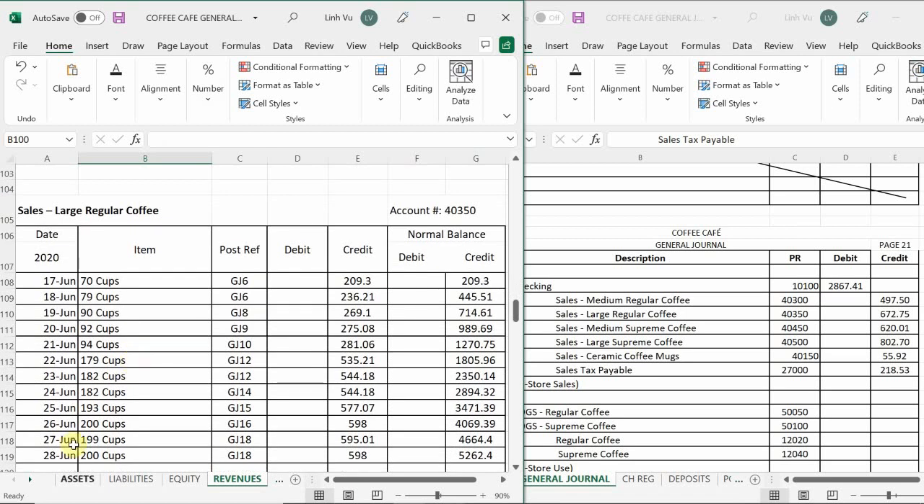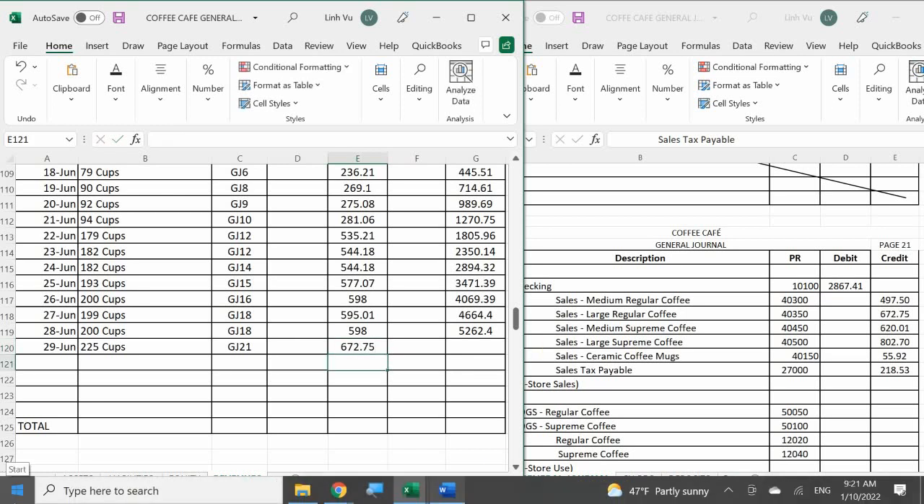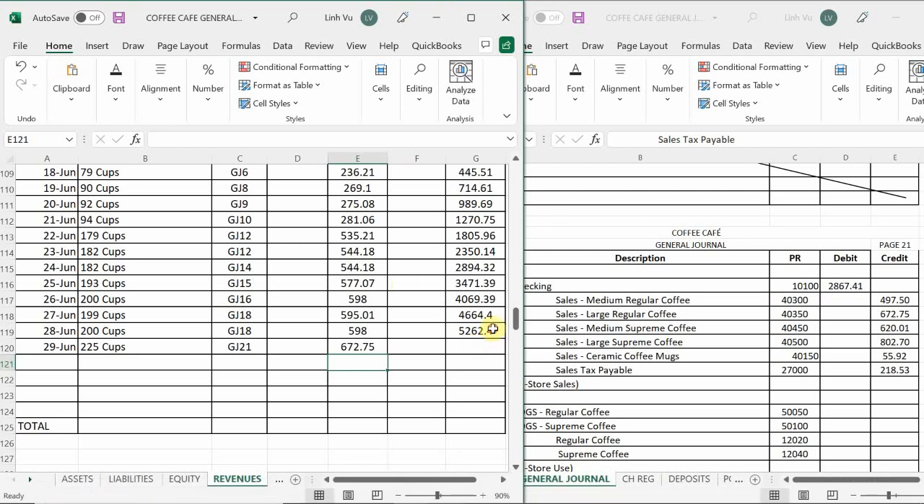How many large cups did we sell? 225, for a total of 672.75. What's my grand total? 5935.15. Good.